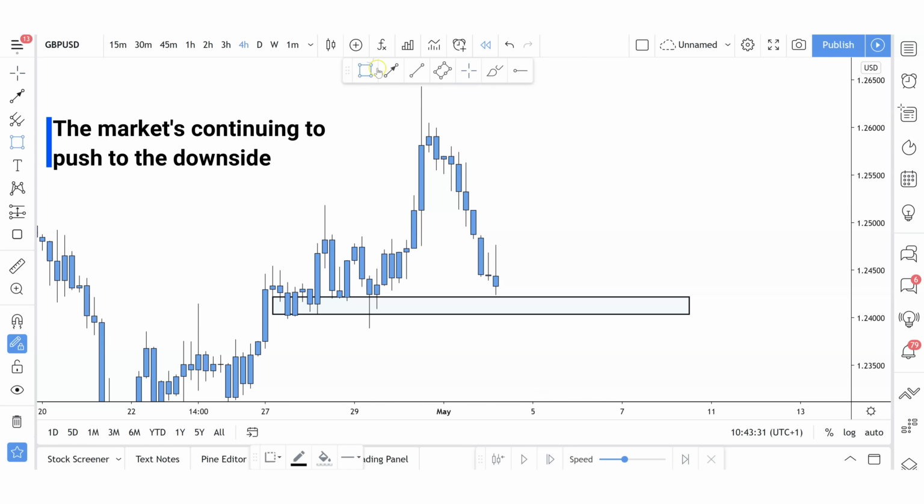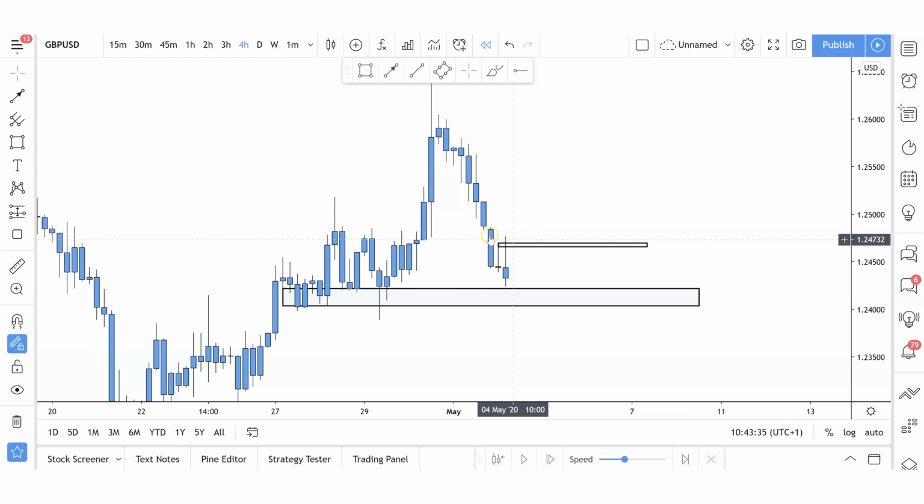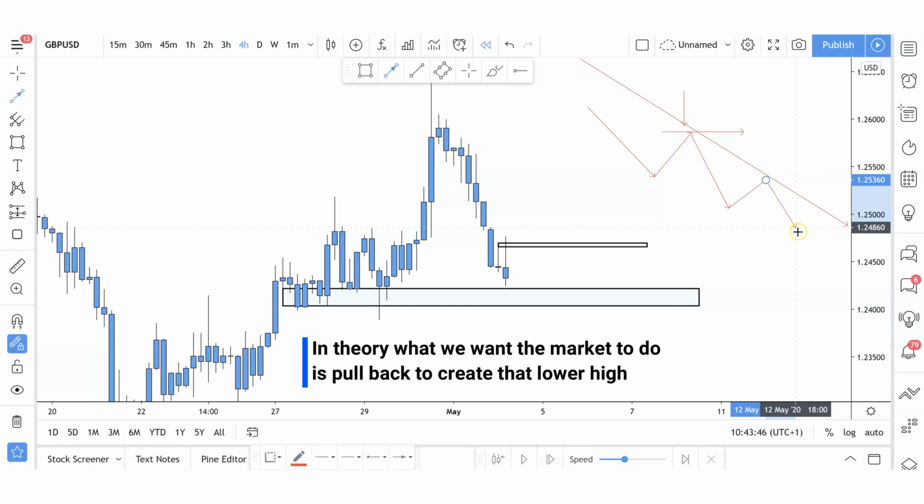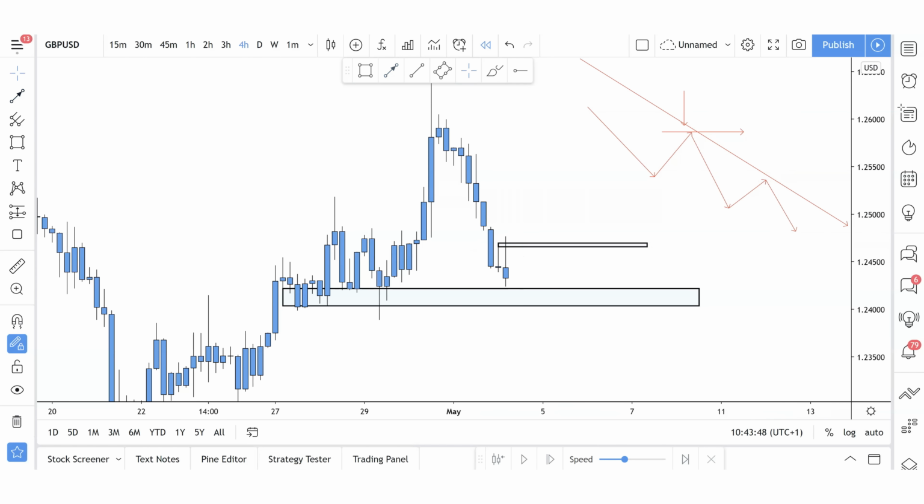We can see a lower high formation here. Now, we don't know that this is going to be the lower high because in theory, what we want the market to do is pull back to create that lower high so we can identify it and then eventually start getting our structure building up like this. Okay, so what I mean by lower high, let me show you this. This is how you start to use multiple time frame analysis.